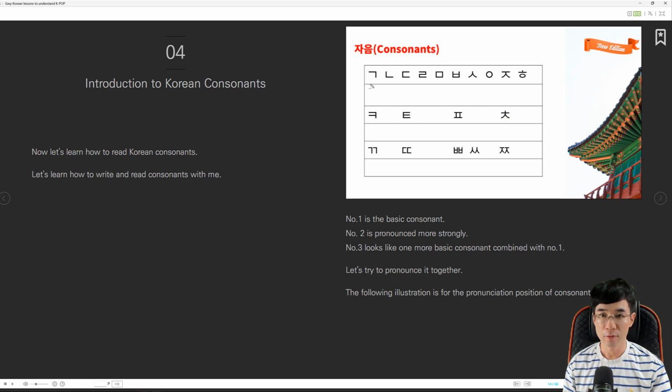These are number 1. Number 1 is the basic consonant. These are number 2. Number 2 is pronounced more strongly. These are number 3. Number 3 looks like one more basic consonant combined with number 1. Let's try to pronounce it together.